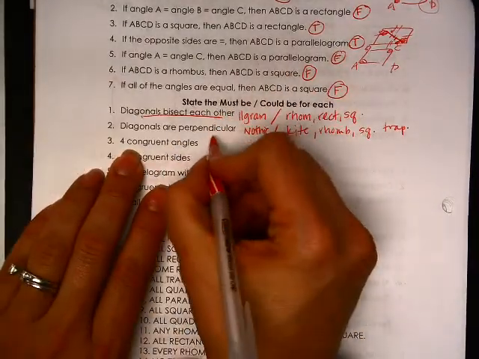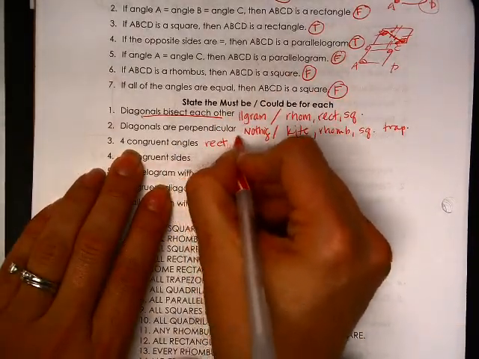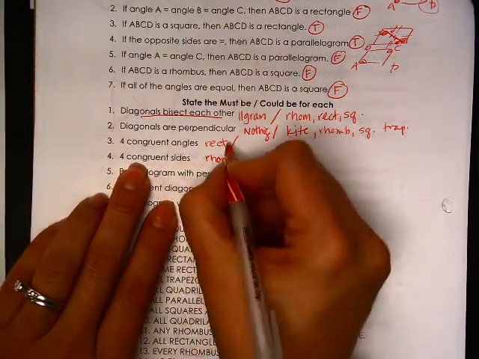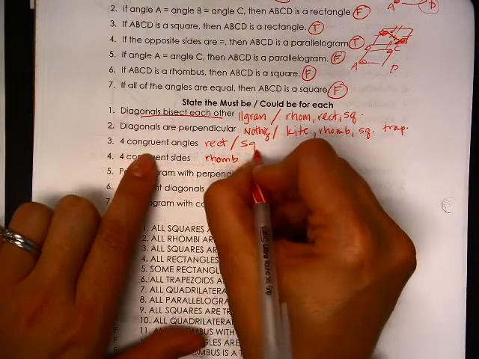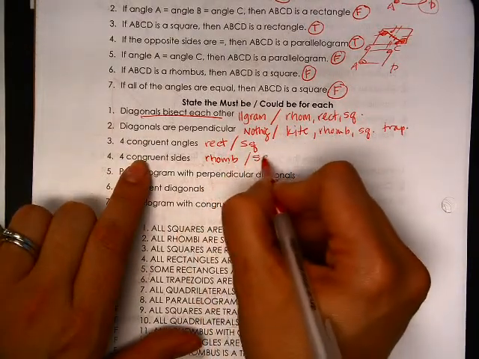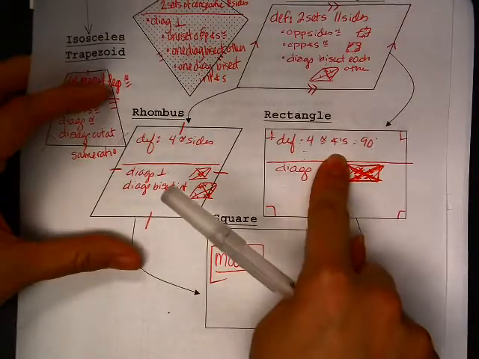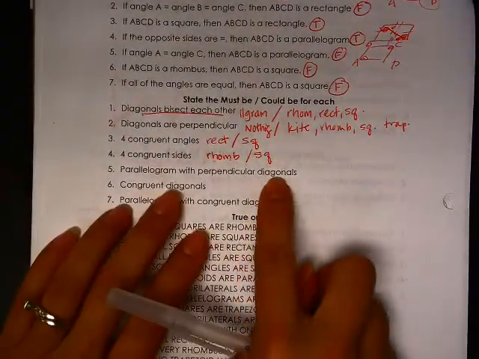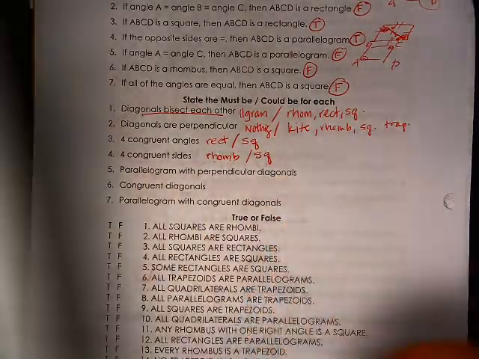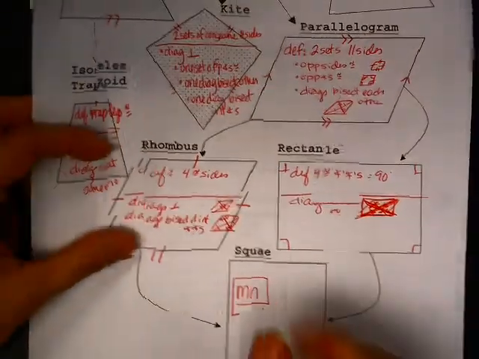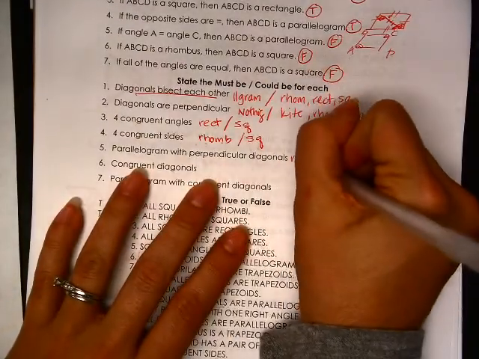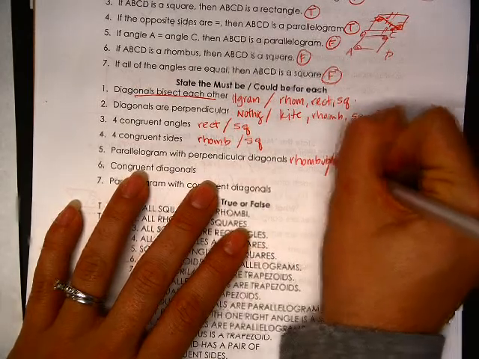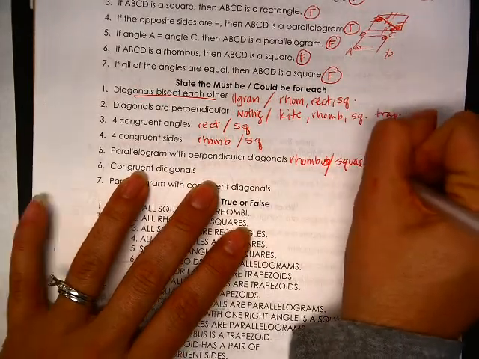For congruent angles, that is the definition of a rectangle. For congruent sides, that is the definition of a rhombus. So if it is for sure a rectangle, it could be a square. And if it is for sure a rhombus, it also could be a square. So again, if it is this, it could be this. And if it is this, it could be this. Parallelograms, we already know that, with perpendicular diagonals. Parallelogram, first place we have perpendicular, so it is for sure a rhombus, but could be a square. I know how to spell rhombus, there we go.